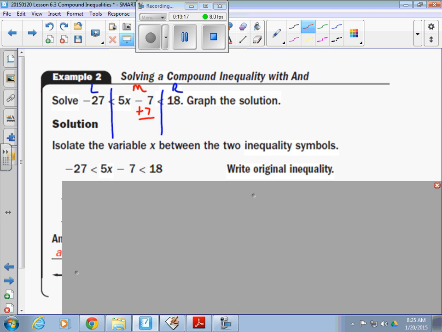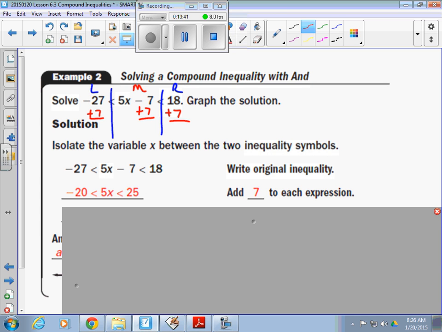If you add something to one part, you have to add 7 to the other parts as well, not just the left and the right. If you do it to the middle, you have to add 7 to the left, and you have to add it to the right. At that solution step, all we did was add 7, so you don't reverse any inequality symbols. It cancels out the minus 7 part, and then -27 plus 7 gives you -20. 18 plus 7 gives you 25. Again, notice the symbols are going in the same direction.